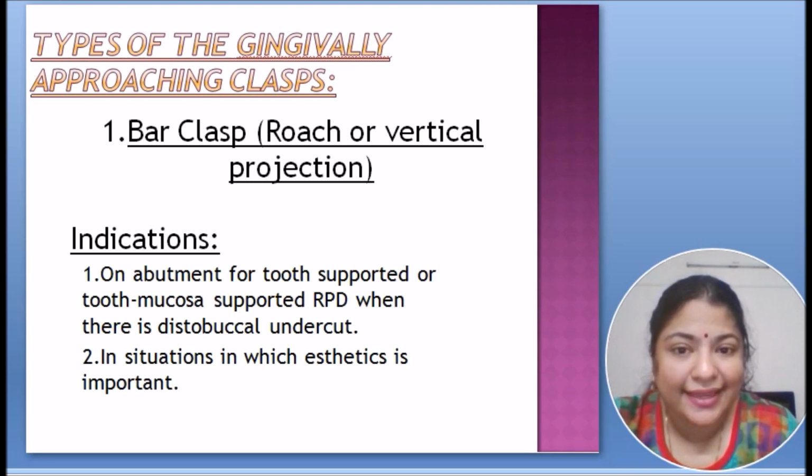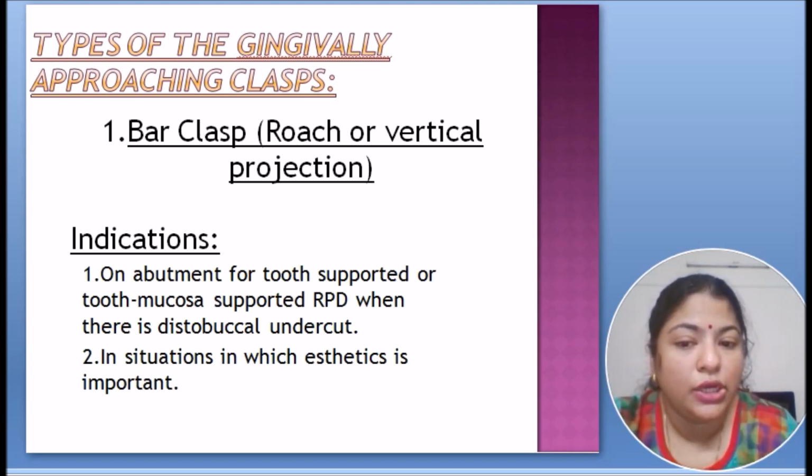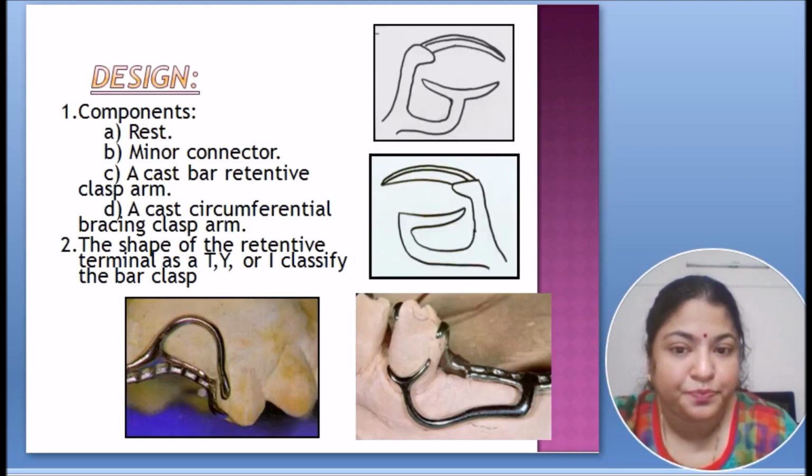So as we said, types of gingivally approaching clasps are: first is a bar clasp. This is also called a Roach or a vertical projection clasp. These are used on abutment teeth, which are tooth supported or tooth mucosa supported, when there is a distobuccal undercut present, in situations where aesthetics is very important, like the anterior teeth. So there you can go for a bar clasp.